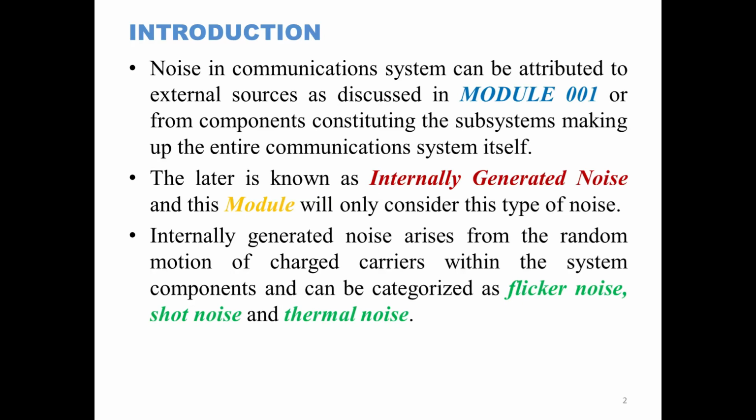Noise in communication systems can be attributed to external sources, as discussed in Module 001, or to components constituting the subsystems making up the entire communication system itself. The latter is known as internally generated noise, and this module will only consider this type of noise. Internally generated noise arises from the random motion of charged carriers within the system component and can be categorized as flicker noise, shot noise, and thermal noise.